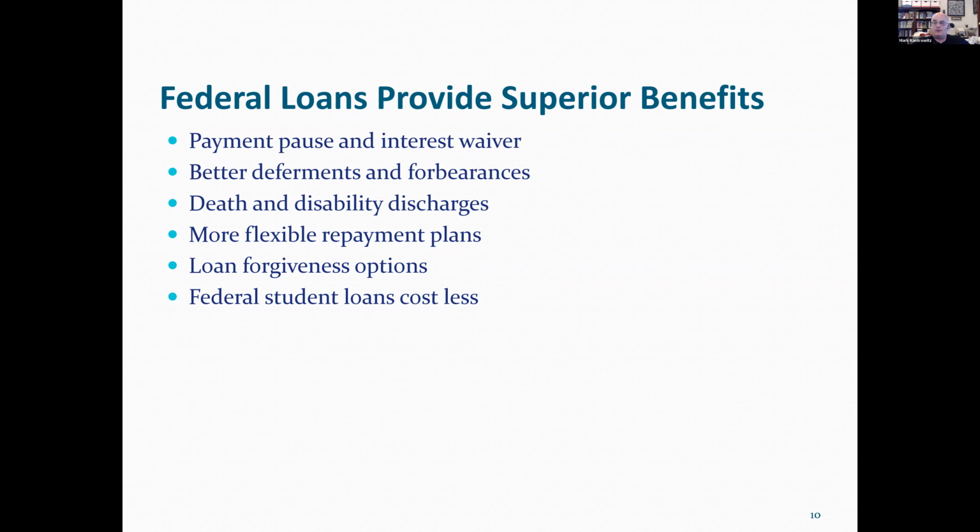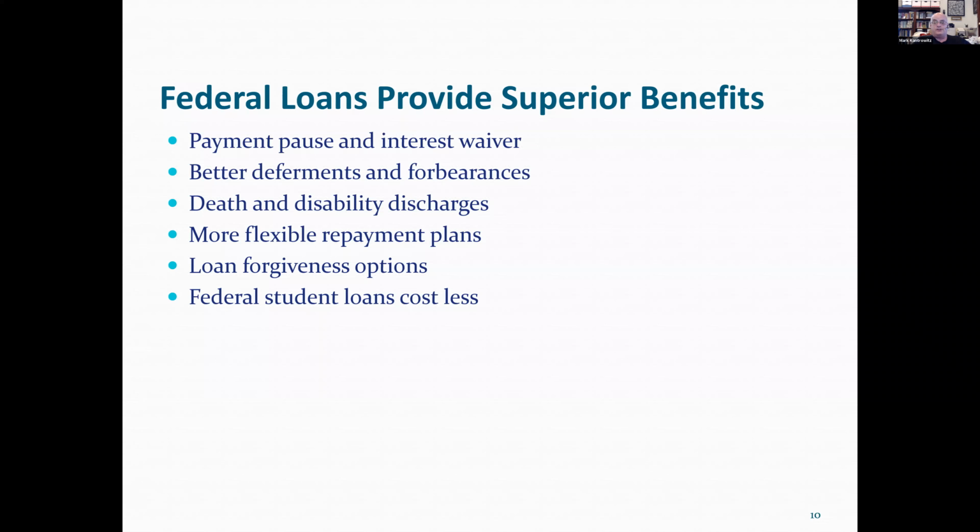Federal loans have better deferments and forbearances. They have the economic hardship deferment and unemployment deferments. They have longer deferments, 3 years versus 1 year, and longer forbearances, 3 years versus 1 year. And the federal government pays the interest on subsidized loans during a deferment, which is a benefit that you don't get with private student loans.